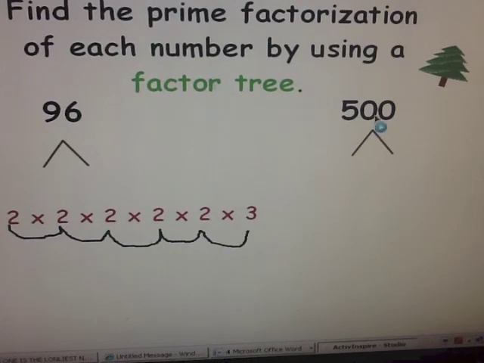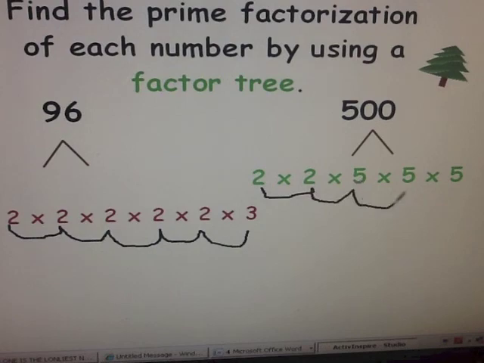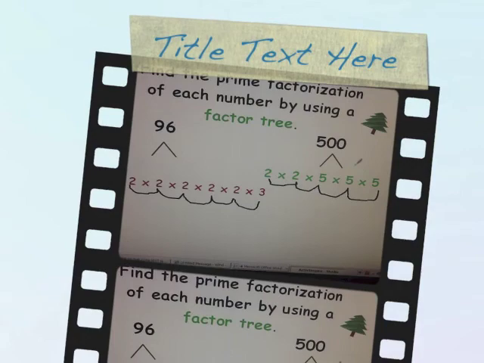Prime factorization for 500. You should have gotten 2 times 2 times 5 times 5 times 5. Let's check our answer. 2 times 2 is 4, times 5 is 20, 20 times 5 is 100, and 100 times 5 is 500. We got the correct answers.